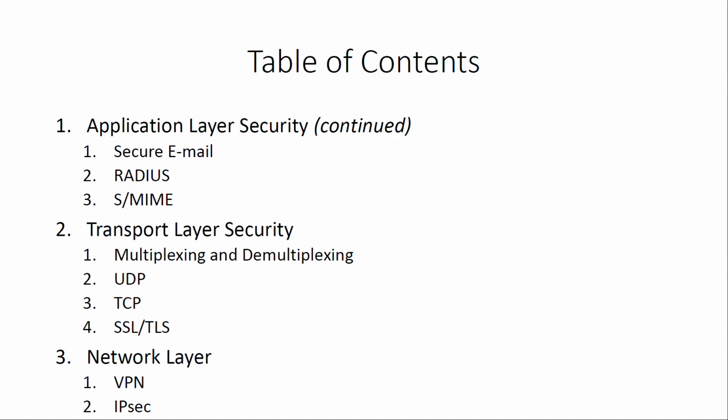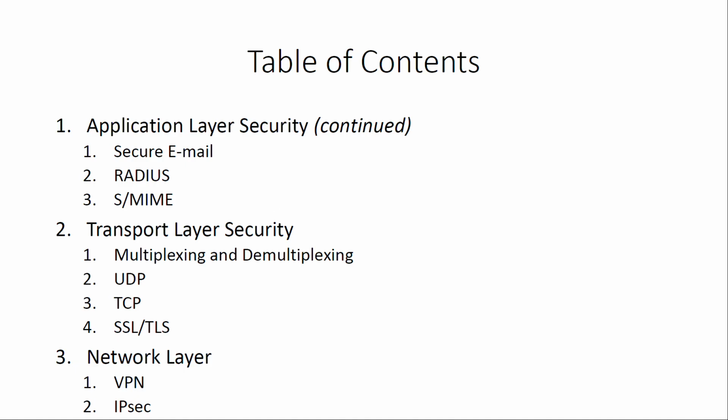Last time we talked a lot about application layer security, so I uploaded new slides to our web server OptiClass. This time the number of slides is quite large, I think more than 110 pages. Although we already talked about application layer security, I want to continue today talking a little bit more about protocols for application layer security like secure email, Radius, and S/MIME.